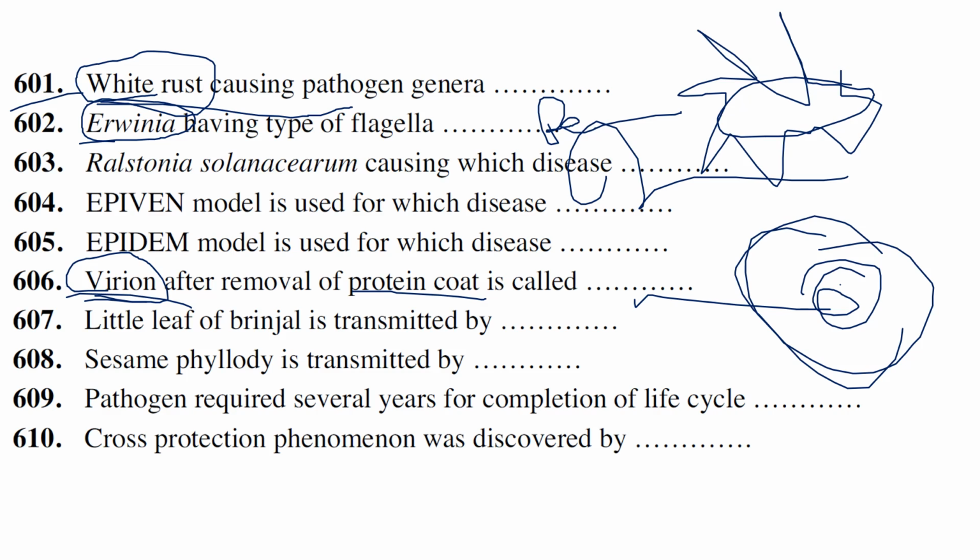Little leaf of brinjal is caused by phytoplasma transmitted by leafhopper Hishimonas phycitis. Sesame phyllody is also caused by phytoplasma transmitted by leafhopper Orosius albicinctus.